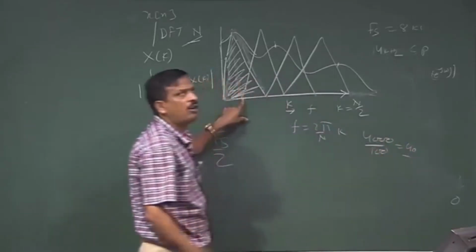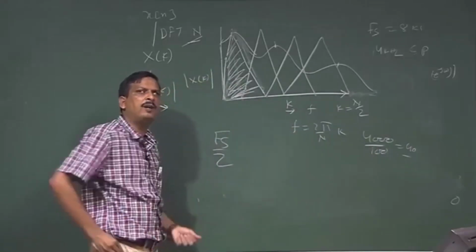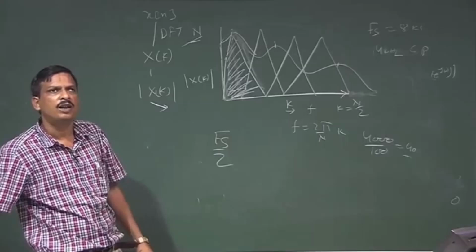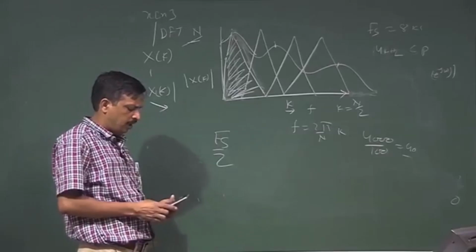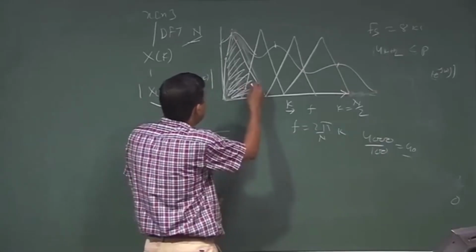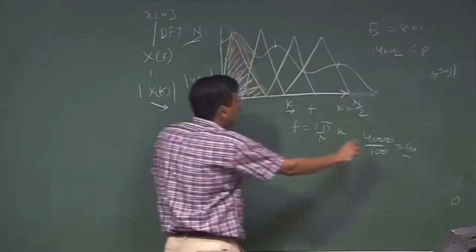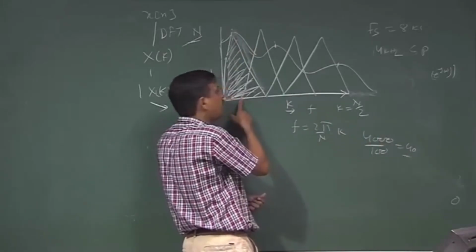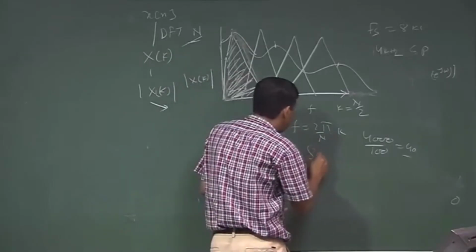Now, if it is 50% overlap, then I can easily find out how many filters are required. Once I know how many filters are required, then I can say, okay, instead of all k, let us design this filter. We said 40 filters, and if it is 50% overlap, 50% overlap means instead of shifting 100 hertz, I am shifting 50 hertz. Okay. So, I can say 80 filters are required.